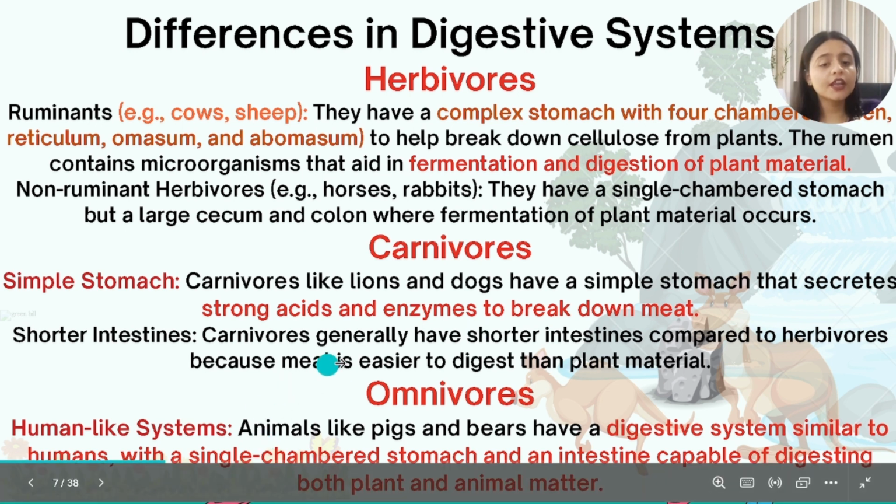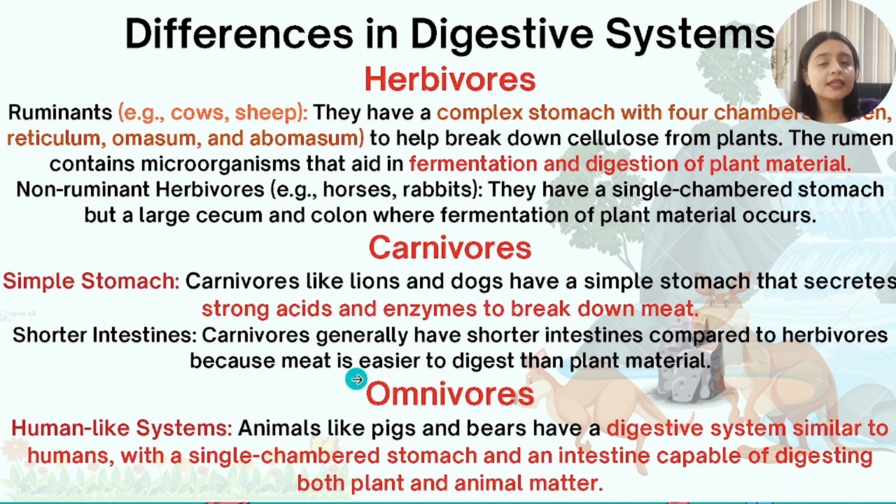Shorter intestines. Carnivores generally have shorter intestines compared to herbivores, because meat is easier to digest than plant material. See, plant material requires special cellulose-digesting processes to be broken down by the body.